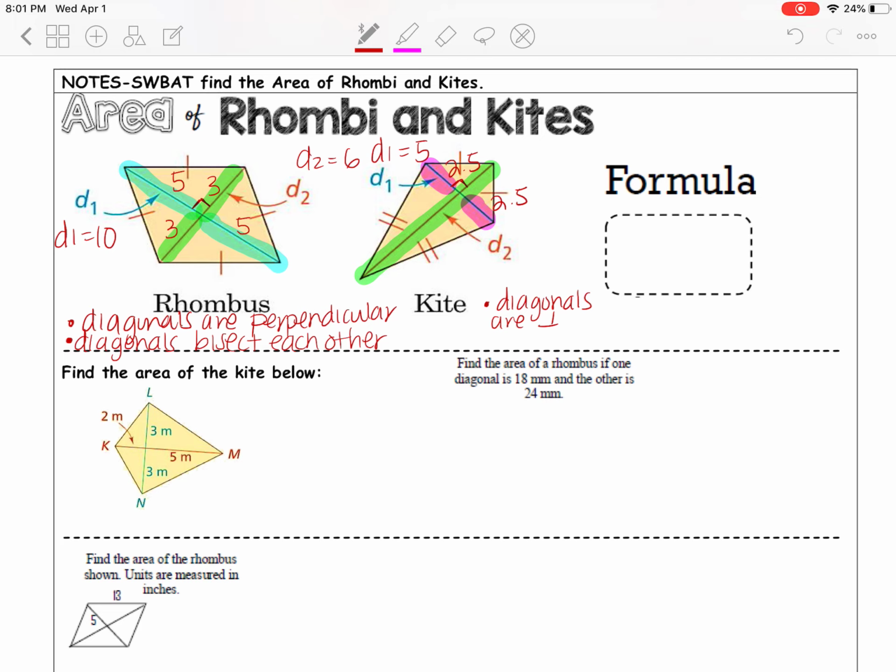And now that we have recalled these properties about rhombus and kite, I can go ahead and introduce the formula to you guys. So the formula that we are going to be using to calculate the area for any rhombi and kites will be area equals diagonal 1 times diagonal 2 divided by 2.